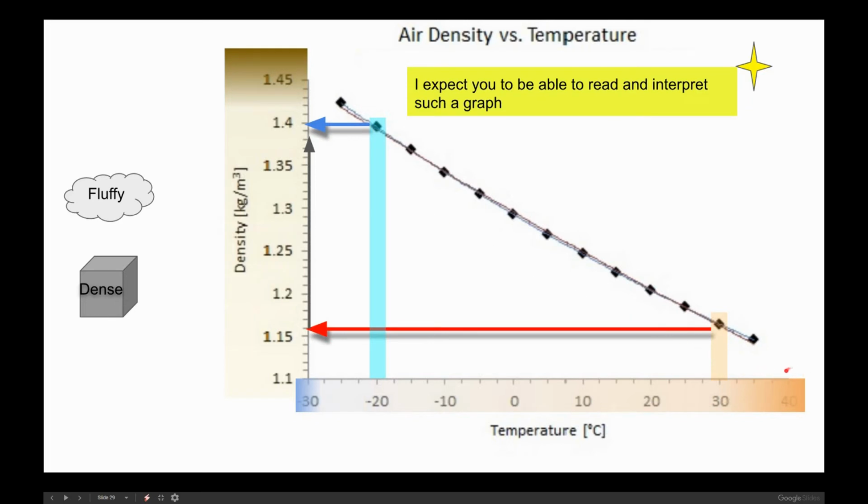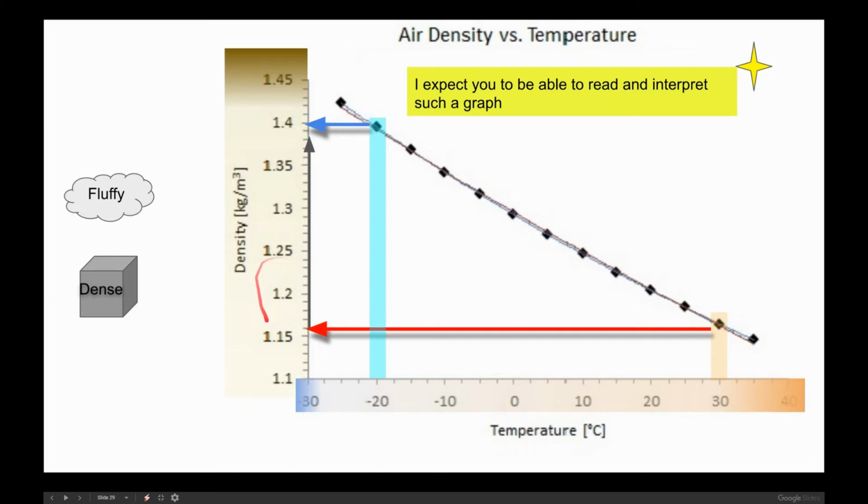Okay? So temperature going down, what's happening with the curve? It's moving up in height.